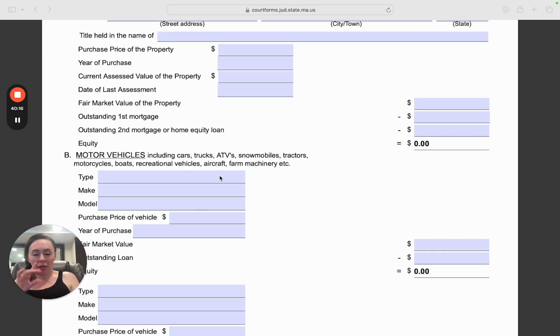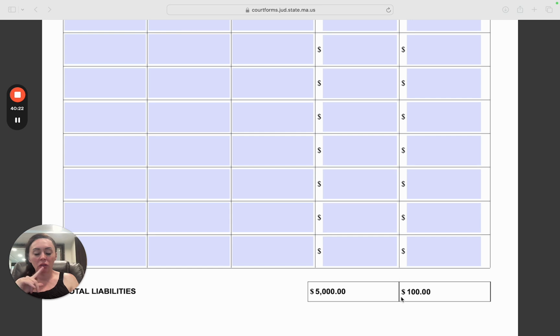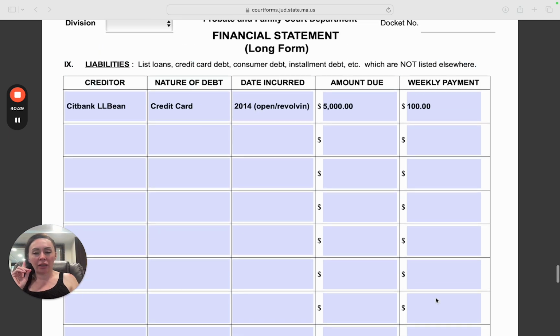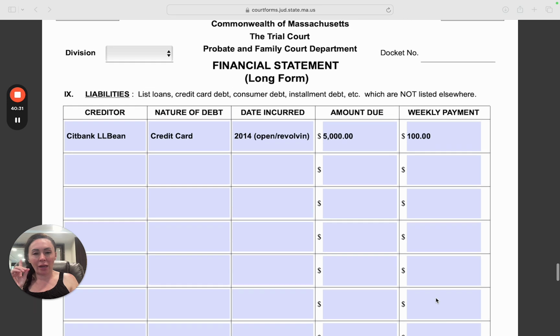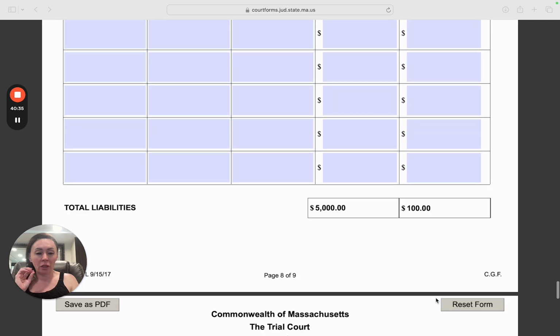All right, I take that back. This is actually another difference between the long form and the short form. On the short form, this total liabilities number feeds into the expense figure for liability payments on the short form. It does not do that on this form, actually.